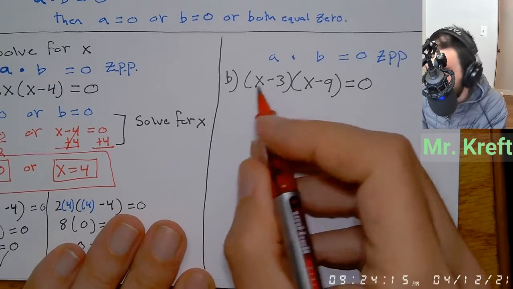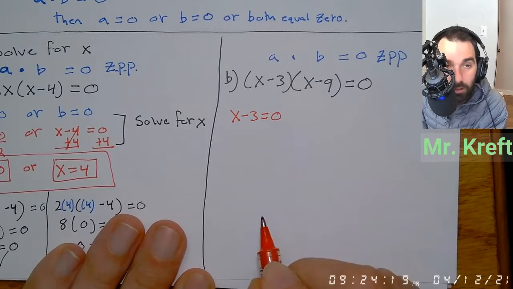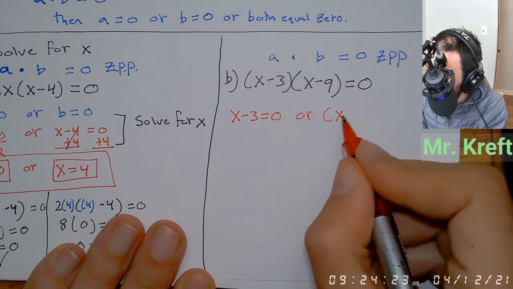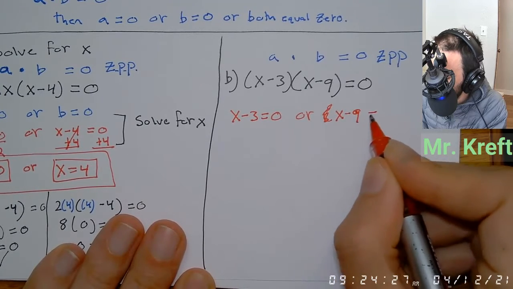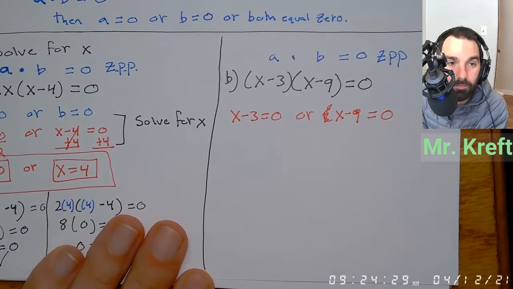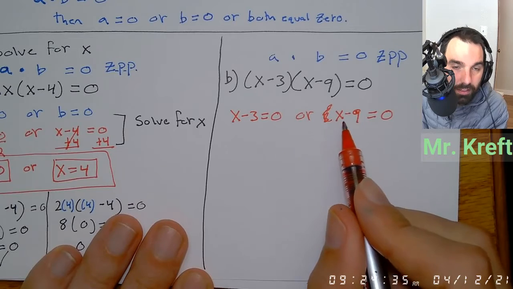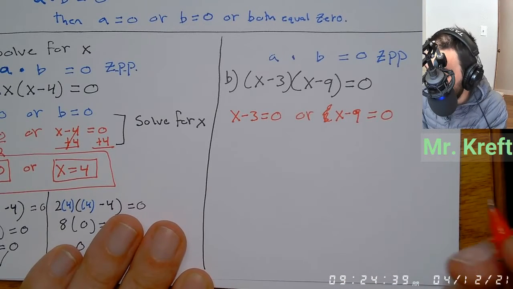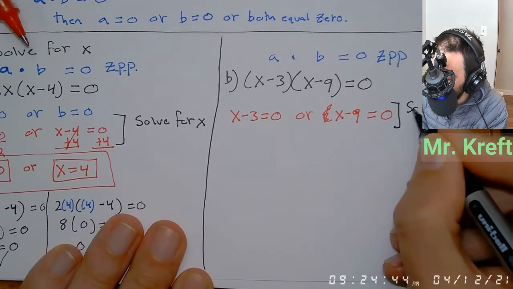So what does this mean? This means that either my first term equals 0, or my second term equals 0. So then I go ahead and solve for x. I can write that down here. So I'm going to solve for x.